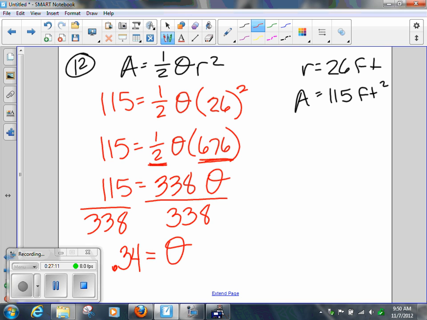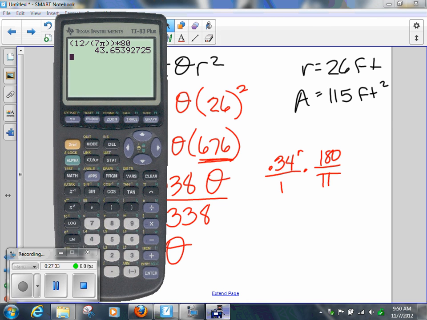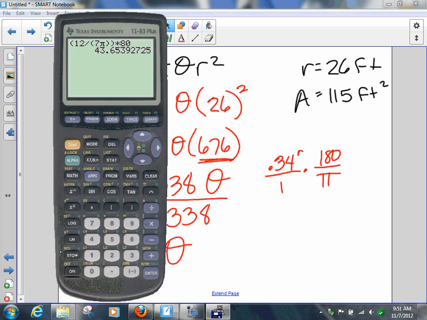0.34 what? Radians. And it wants the answer in degrees. So 0.34 radians times, what's our conversion factor? 180 over pi. Calculator. 0.34 times 180 divided by pi.